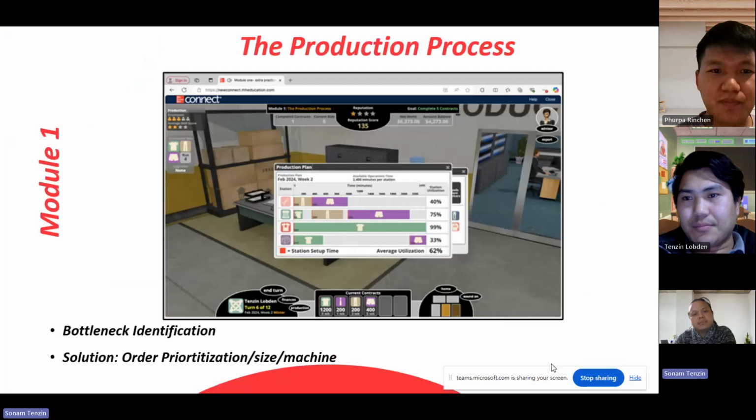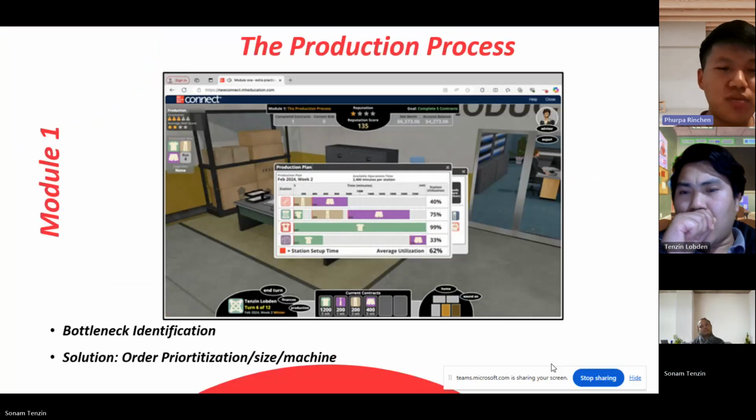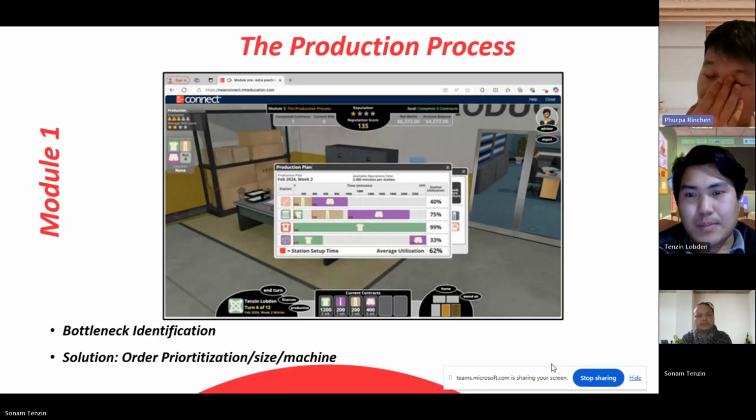Next, please. So this is module one, where we did the production process, and the main objective of this module was to help us understand bottlenecks and identify them. We identified the bottleneck as our machine 3, which is the pressing machine, because we used it more than 90% and it caused delay to our production.